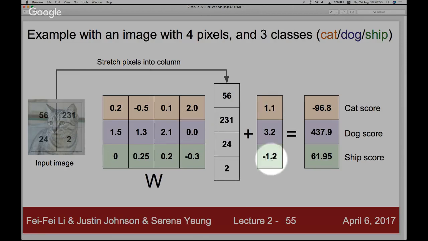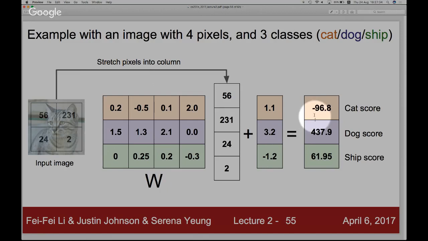We have our bias terms over here. This is our W0, and this is W1. So this is the value for pixel 1, pixel 2, pixel 3, pixel 4, and we're going to multiply all those together, and we're going to get scores. So you can verify it yourself: 0.2 times 56, then plus negative 0.5 times 231, etc. Plus 1.1 will get us negative 96.8. Okay, so that's just a matrix multiplication, right? We have W times x plus b.